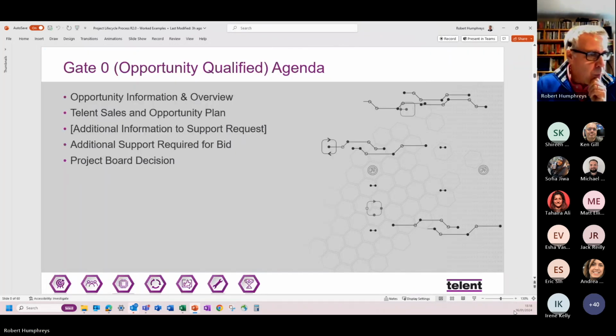So what I'm going through now is basically the packs that are delivered at project board. This is what the project board will be expecting to see, but also it's good guidance for what you should be doing for any project as to what goes through at each of these gates. And this is really almost like a tick list of what needs to be done as you go through.